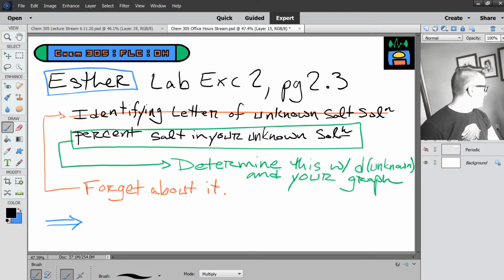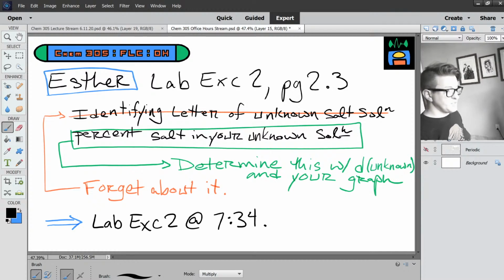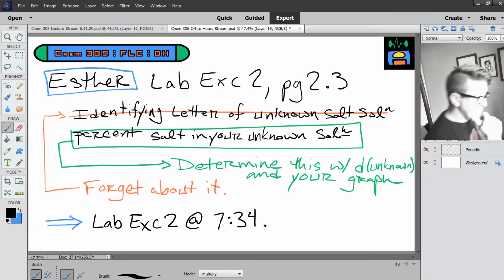And if you're wondering where they take the measurements, it's lab exercise 2. They start doing this part at 7 minutes and 34 seconds on the lab video 2. So that's where you can find that information.